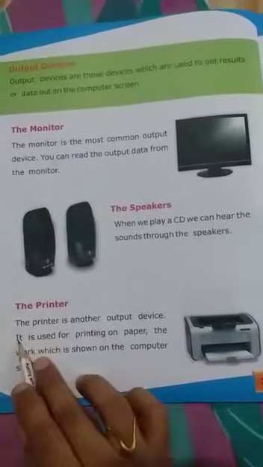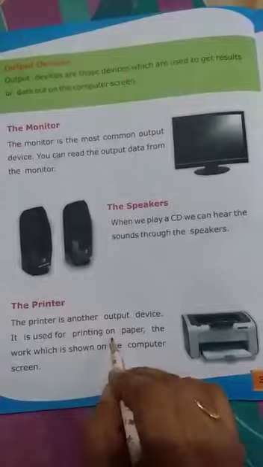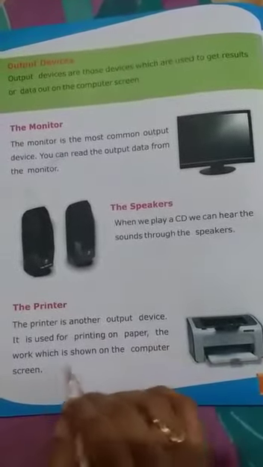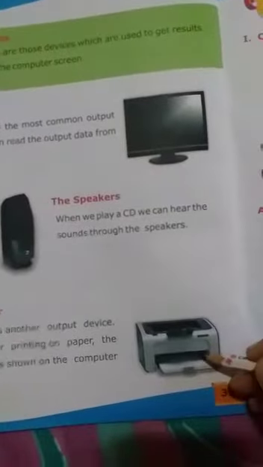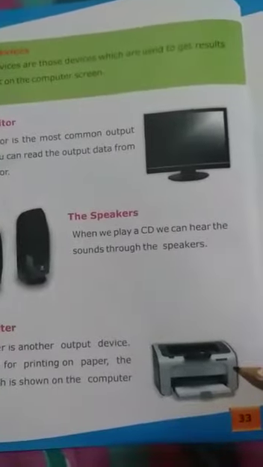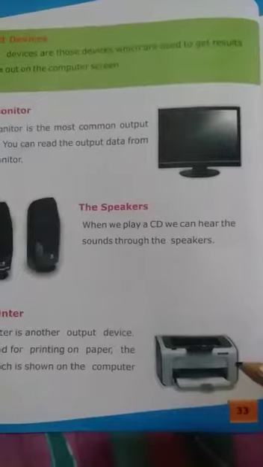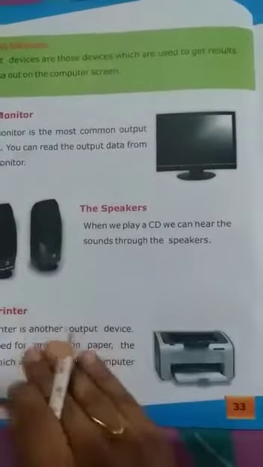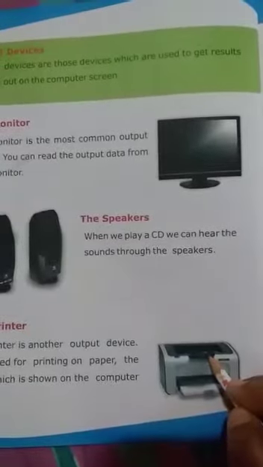The printer is another output device. It is used for printing on paper the work which is shown on the computer screen. So this is called a printer. What it does is, whatever is typed on the computer screen, if you want it in a paper format, this printer helps us to take the printout of that.